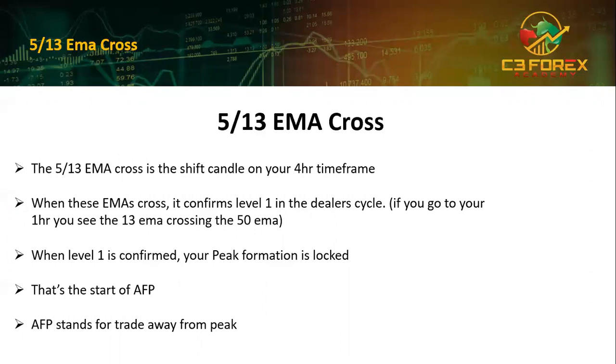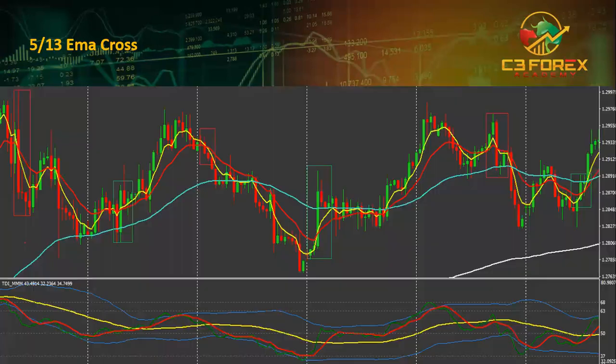Because that will give you your peak formation. Now, every time the 5 and 13 shift doesn't mean you're at a peak, all right? Sometimes the market will pull back and it will shift these EMAs on a pullback. That's not going to give you a peak formation because it's a pullback. So you have to know where you are in a cycle to know if this shift is a peak formation or if it's just a pullback.